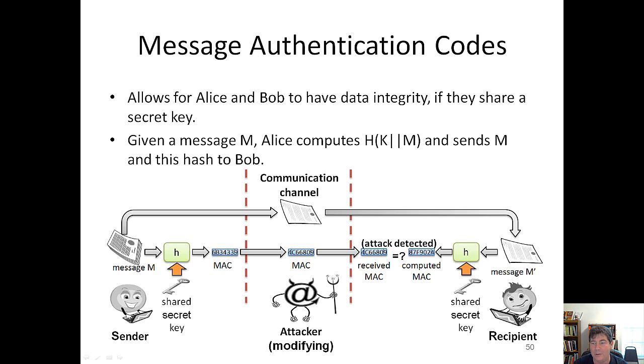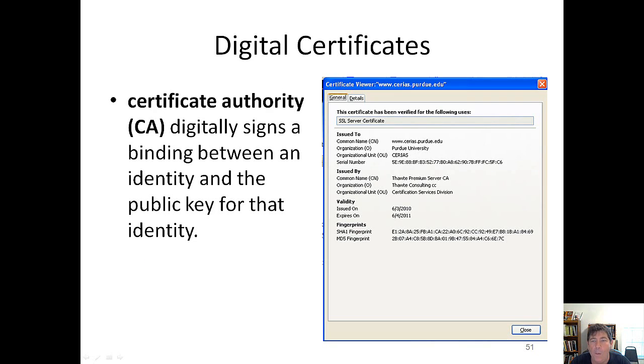So now let's talk about message authentication codes. This allows Alice and Bob to have data integrity if they share a secret key. Given a message M, Alice computes a hash and sends the plain text and this hash to Bob. Here you see the message she's sending, the plain text and the hash. Digital certificates are provided by a certificate authority, which digitally signs a binding between an identity and the public key for that identity.